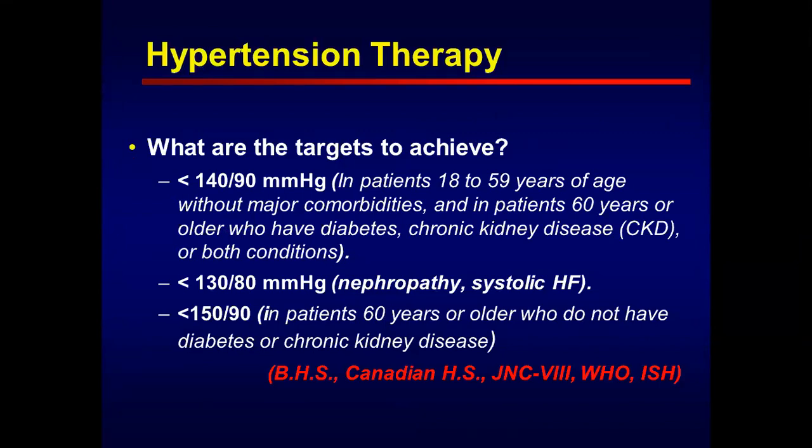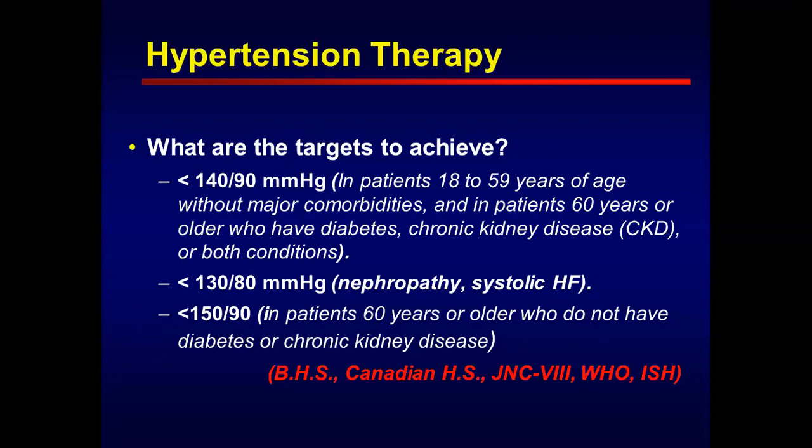So the second question that we should ask ourselves when we treat hypertension, what are the targets to achieve? How low should we go with the blood pressure? By collecting the agreements of different guidelines, the figure 140/90 in patients between 18 years and 59 years of age without other comorbidities, and in patients 60 or more who have diabetes, chronic kidney disease, or other conditions, we have to bring the blood pressure to below 140/90.